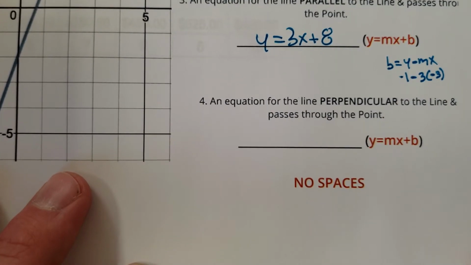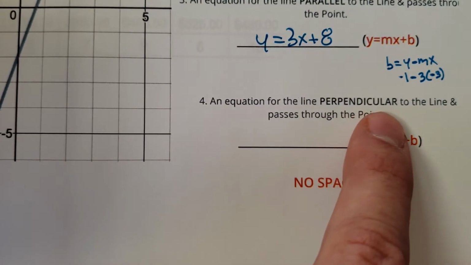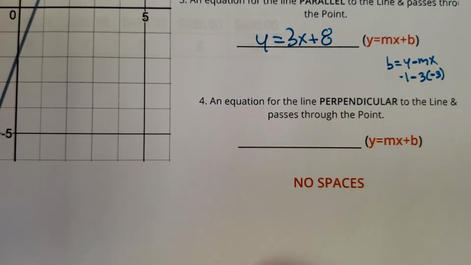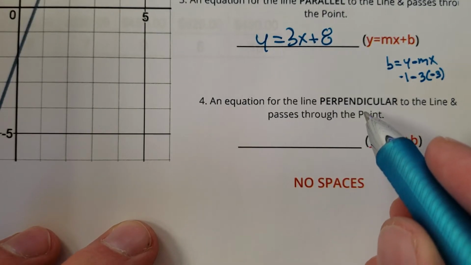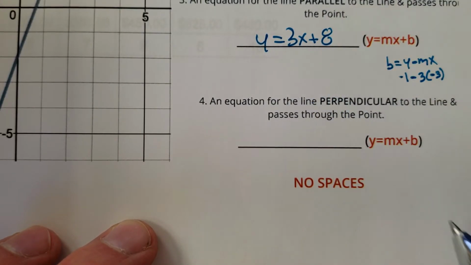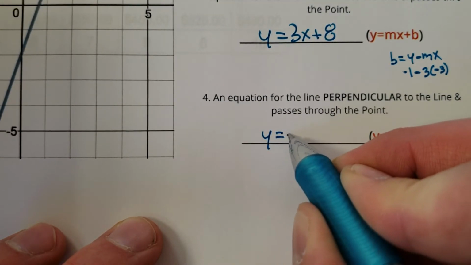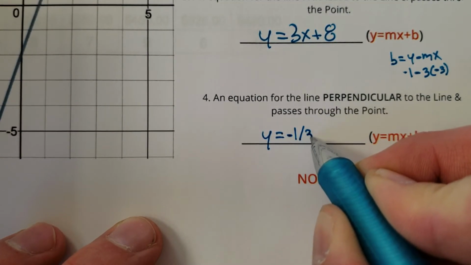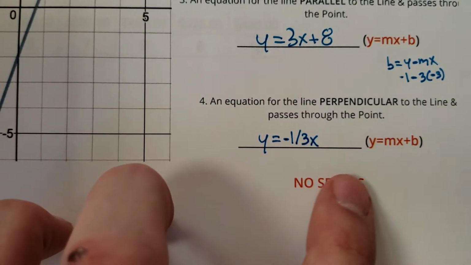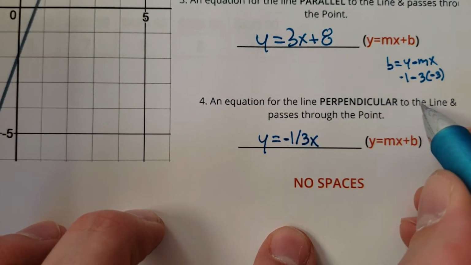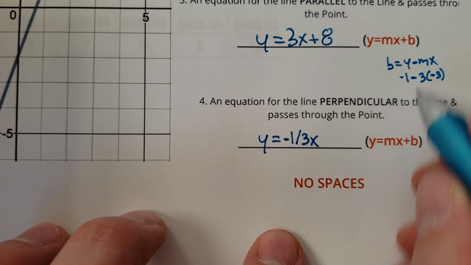Last one right here. What do we got here? An equation for the line that's perpendicular to the line and passes through the point. Okay, so perpendicular means we need to have the opposite reciprocal slope. So that means we would go y equals -1/3x. You type it just like that, no spaces. Let's see here. Now we got to find the new y-intercept. Oh no, we got to do this again.